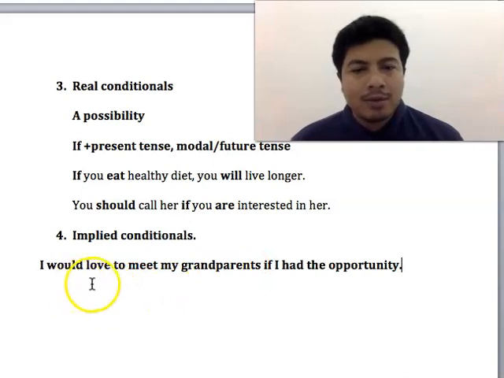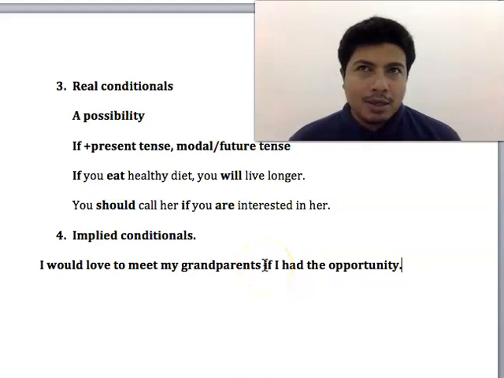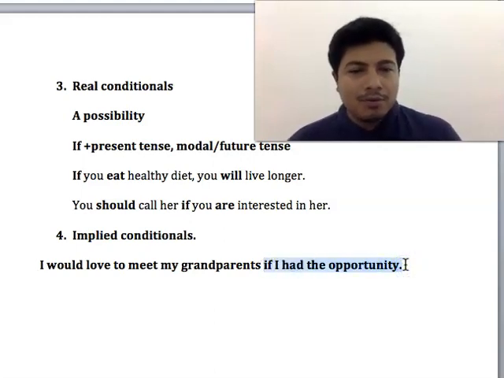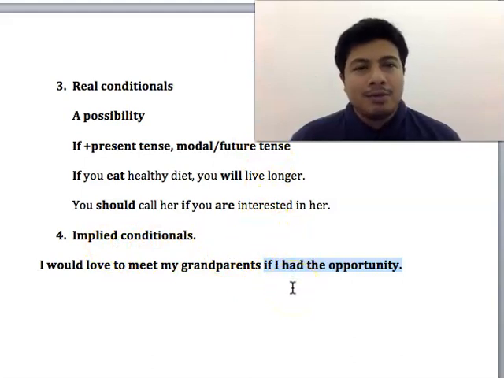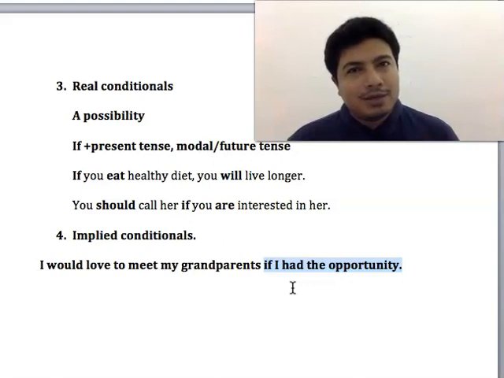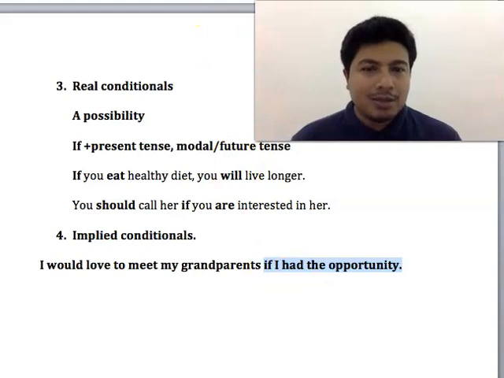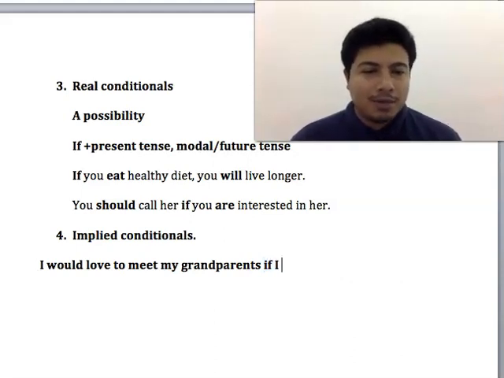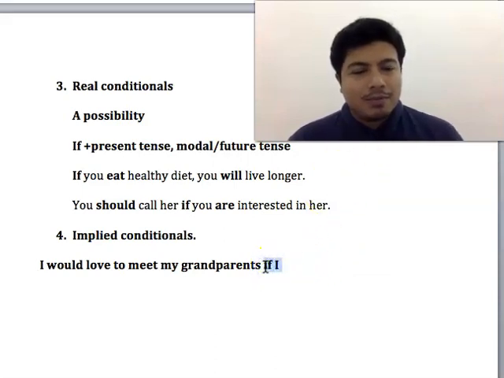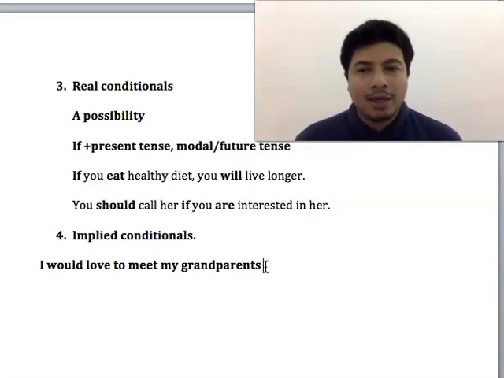Sometimes when we talk to people, we say, I would love to meet my grandparents. But in your mind, you know that your grandparents either live far away or have passed away. So sometimes people would just mention the first part of the sentence like this. But the implied condition is, if I had the opportunity. This is the meaning of implied. Implied means you have it in your mind but you don't say it. So it is a conditional sentence but the condition is not mentioned. Sometimes we say, I'd love to meet my grandparents, but the meaning that you imply is, if I had the opportunity.